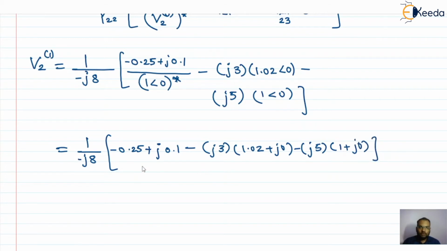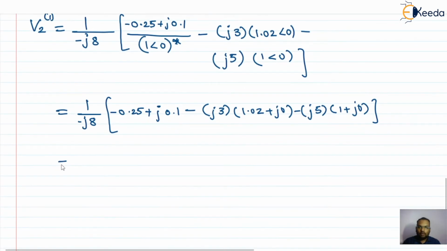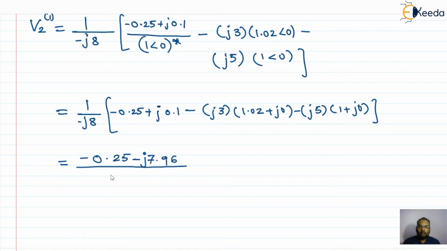If you solve this, you will get the result. First, I'll give you what you will get: minus 0.25 minus J7.96, divided by this minus J8. This you will get.